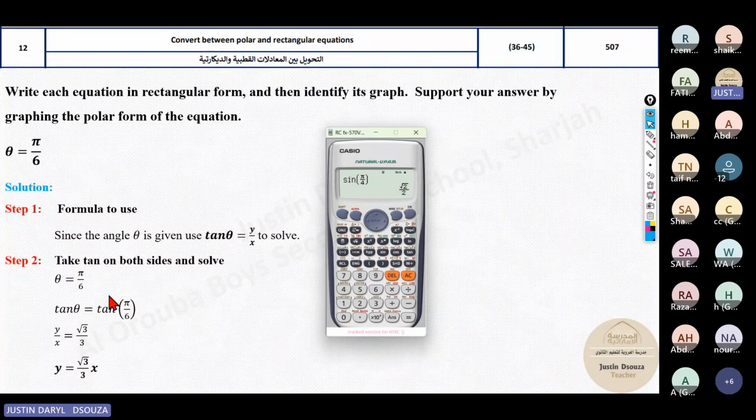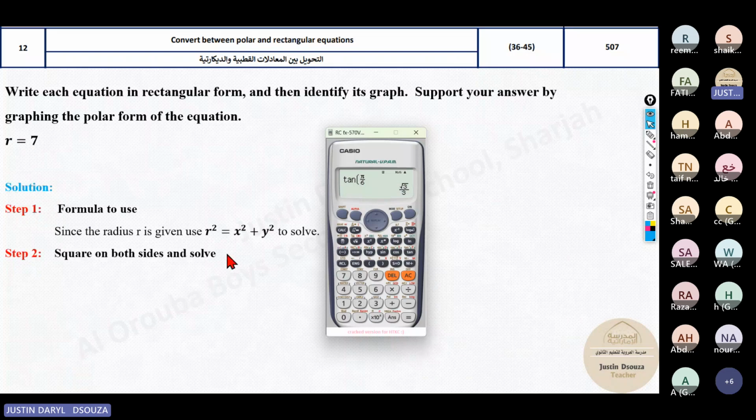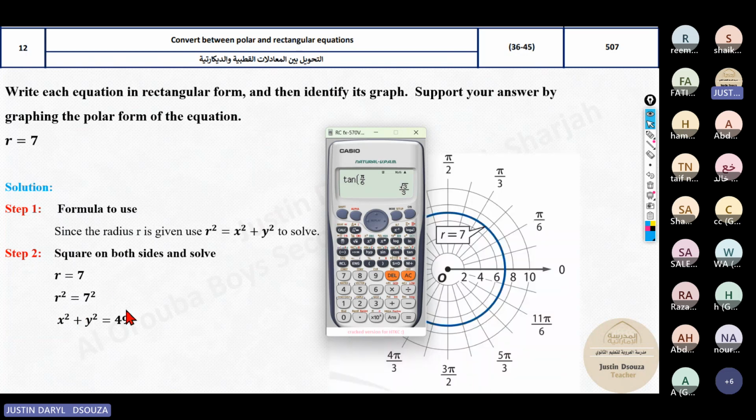Is that clear? So if you're using the pi values directly, tan pi by 6, please make sure your calculator is in the radians mode. And otherwise, you need to have it in degree mode. Okay, that's how. And you got this equation. Same way, if it's radius only, it's the formula x squared plus y squared. So square both the sides, and then you will get the circle formula.